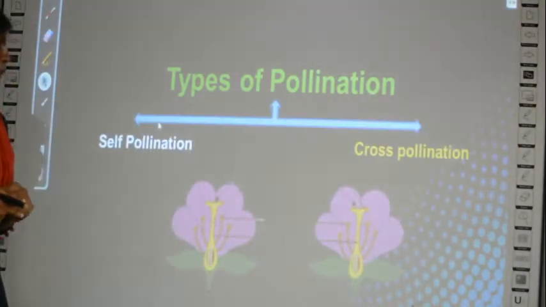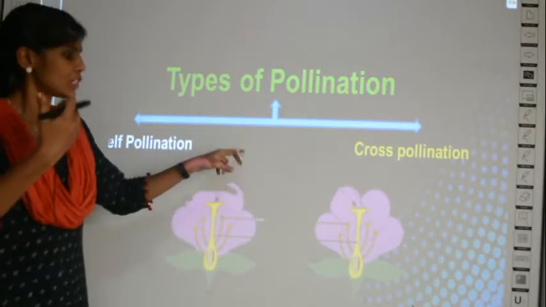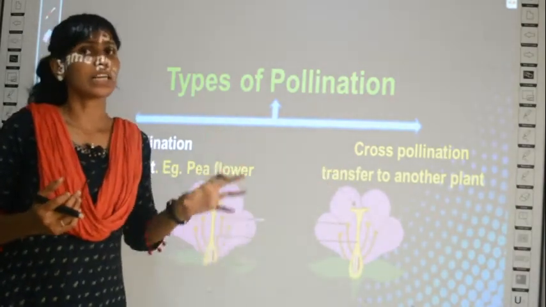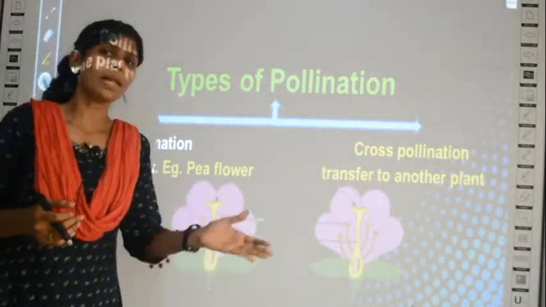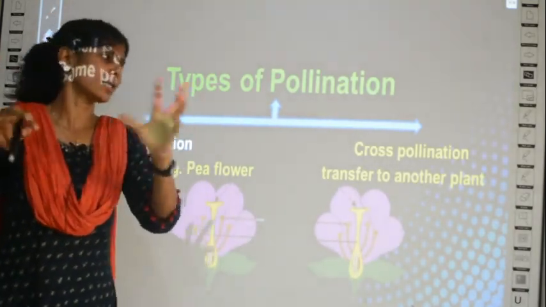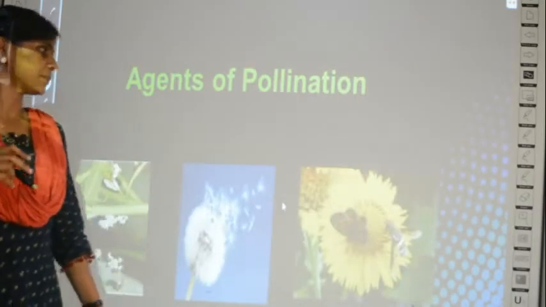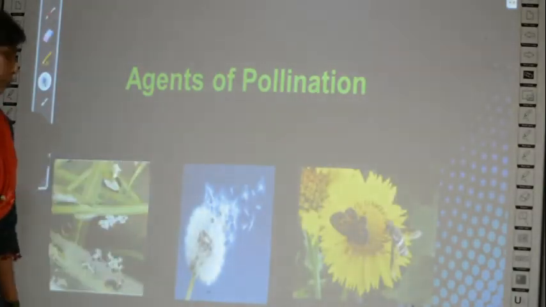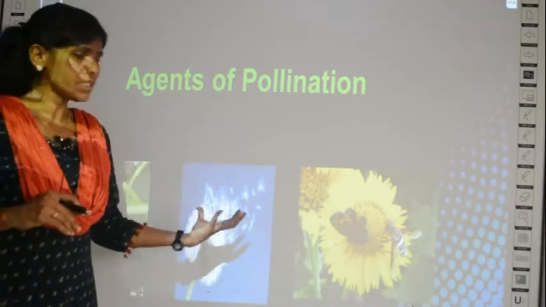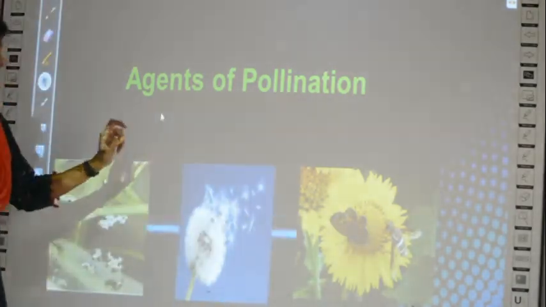There are two types of pollination called self-pollination, which happens within the same plant, and cross-pollination, where the transfer of pollen grains is from the anther of one plant to the stigma of a second plant. This is called cross-pollination. And there are three agents of pollination: insects, wind and water.